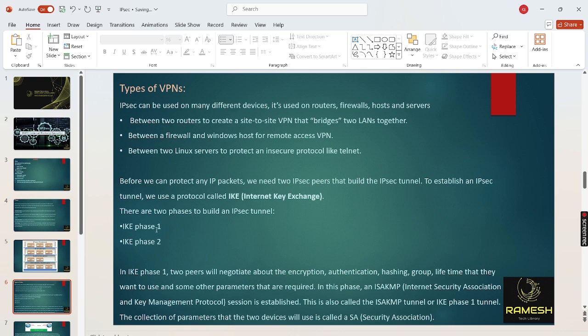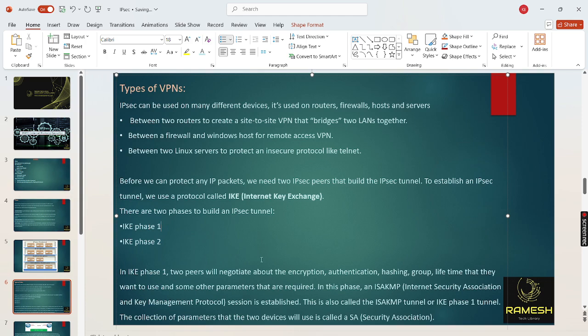Okay, in the IPsec phase 1 we can use a protocol called IKE. IKE means Internet Key Exchange. This is a protocol that will be used in phase 1, where it can exchange all the parameters. The key exchange is a protocol that you can use in IPsec, where in phase 1 and phase 2 it will negotiate some parameters.